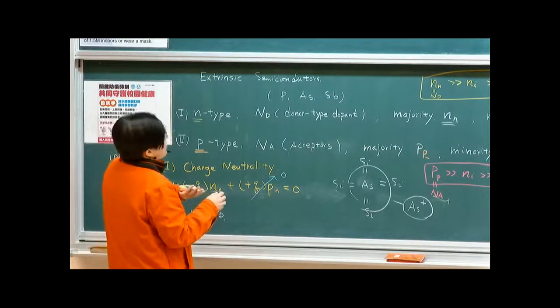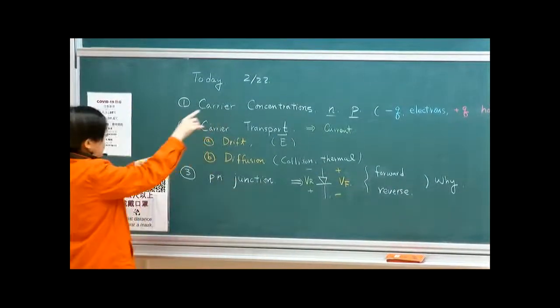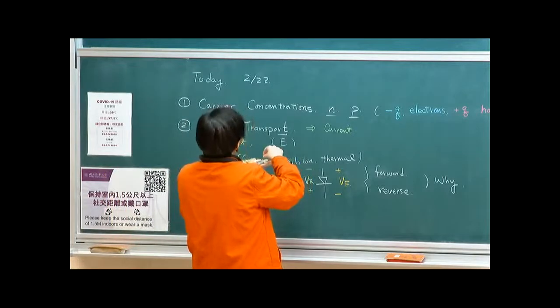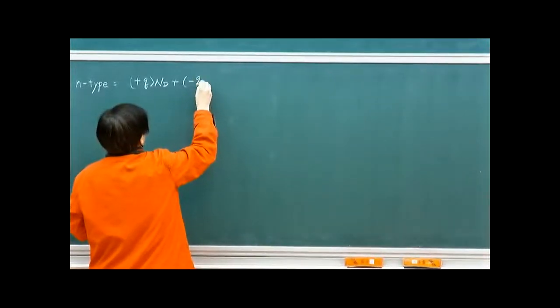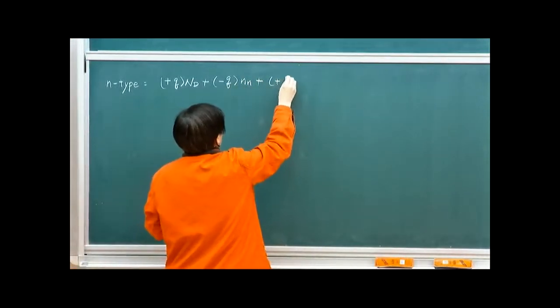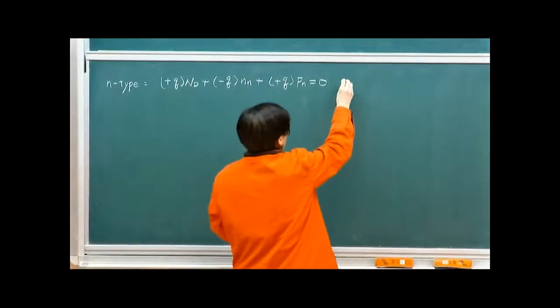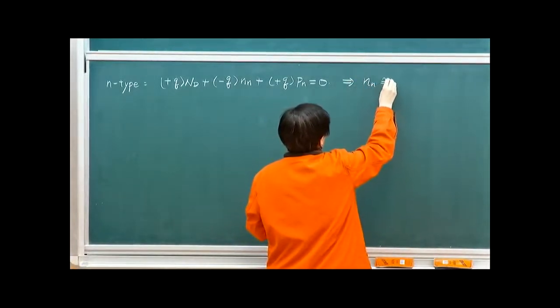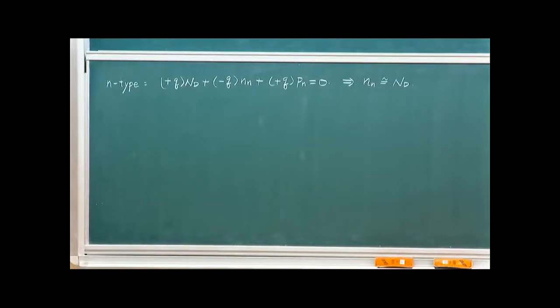So for the same charge neutrality equation, let me write it here again for n-type. It's positive q N_D plus, minus q n_n, plus q p_n, equals 0. That's the equation we use. And the conclusion is, therefore, n_n is approximately N_D. The dopant will decide the amount of majority carriers.